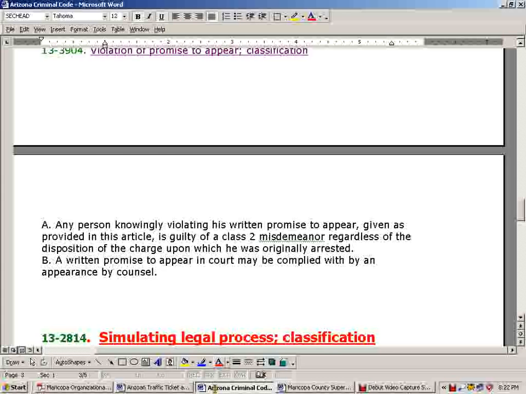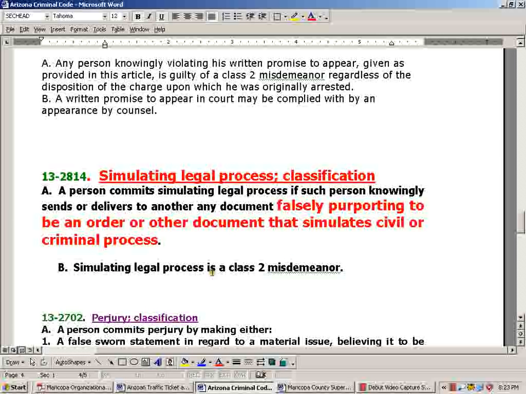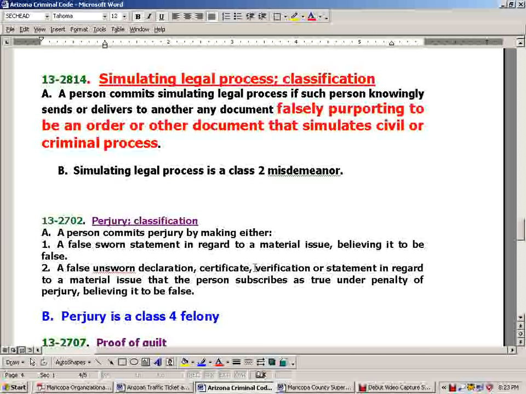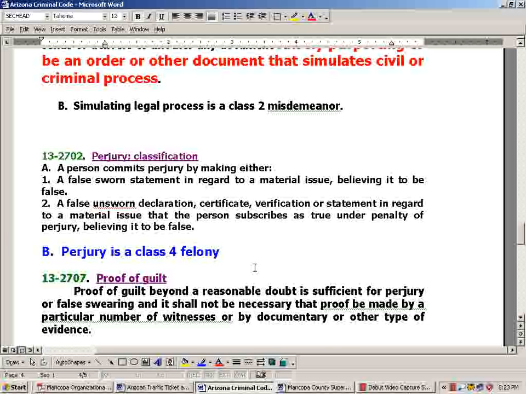Go figure that out. Well, what are they doing? Well, they're simulating a legal process. 13-2814. A person commits simulating legal process if such person knowingly sends or delivers to another any document falsely purporting to be an order or other document that simulates civil or criminal process. Simulating legal process is a Class 2 misdemeanor. So not only is he guilty of perjury, he's simulated a legal process.